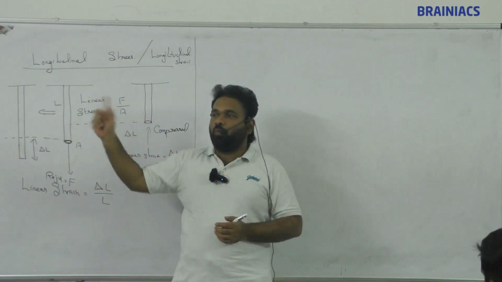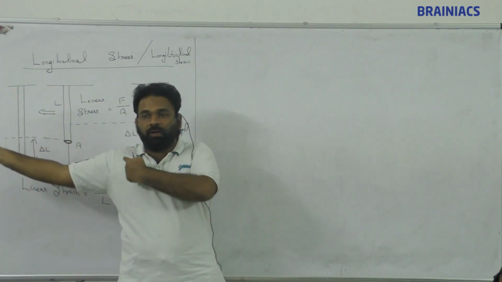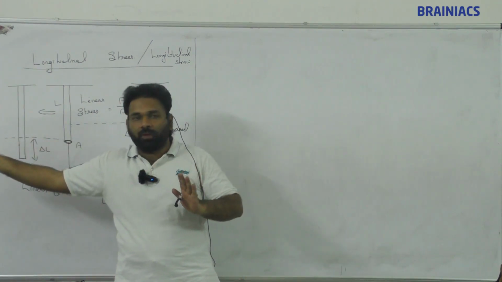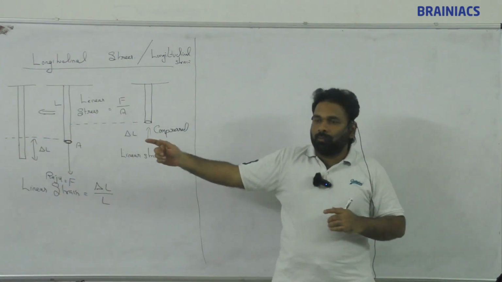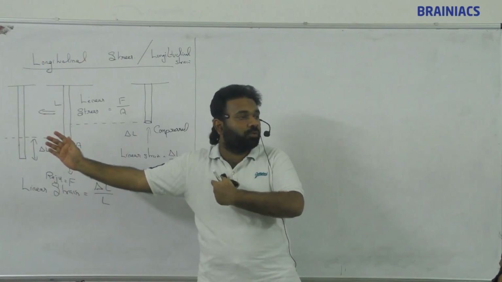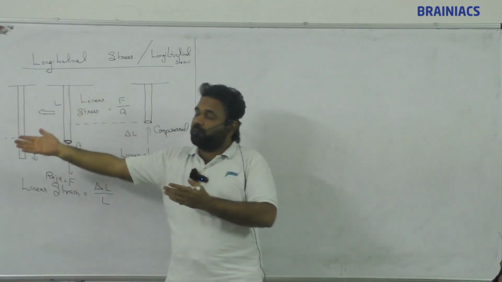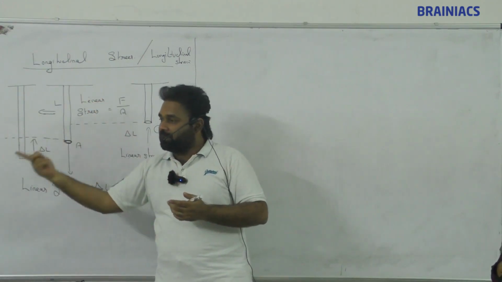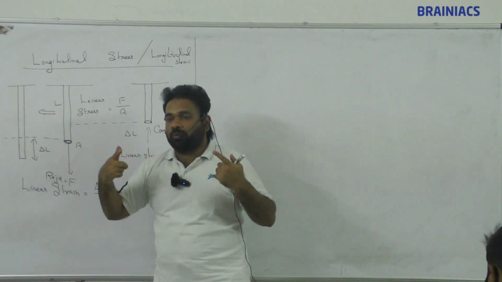So 1 Newton external force, displacement, 1 Newton restoring force. 2 Newton external force, 2 meter displacement. Again F restoring is also 2. 3 Newton external force, displacement is again 3 meter. Again I increased my restoring force.